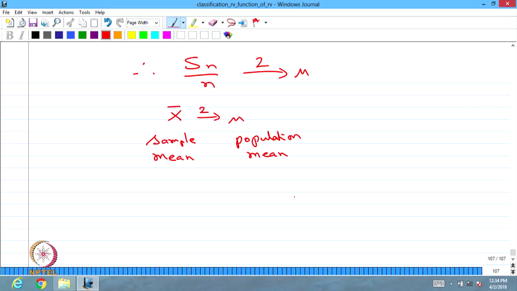So the conclusion is, if you have a population with the mean mu, and you get a sample of size n, then the sample mean will converge to the population mean as n tends to infinity. That means for a large sample, the sample mean will converge to the population mean, and this is convergence in the rth moment, where r is equal to 2 here, because we are using second order moment convergence. Therefore, the sample mean converges to the population mean in second order moment.